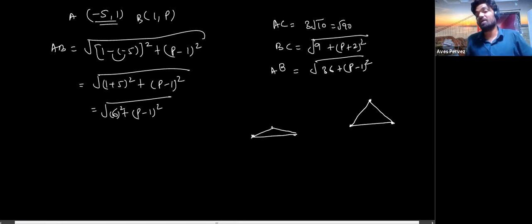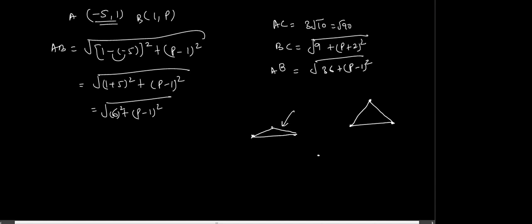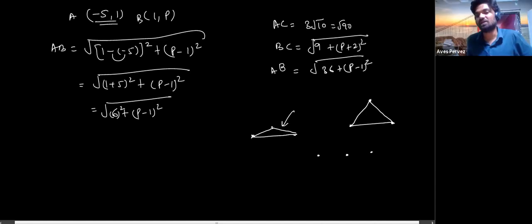When would the area become 0 for this triangle? When all 3 points come in the same line, then the area of this triangle will be 0, because otherwise it still has some height, and we have half into base into height. But when its height from the base becomes 0, then its area becomes 0.